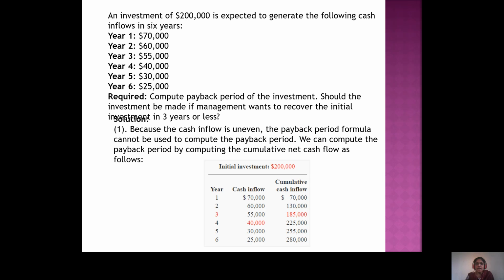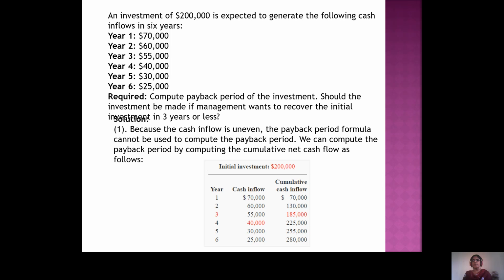So in an example, we have taken an investment of 2 lakhs that is expected to generate the following cash inflows in 6 years. The first year 70,000, second year 60,000, third year 55,000, fourth year 40,000, fifth year 30,000, sixth year 25,000. When you observe here, the cash flows are uneven, not the same amount each year.